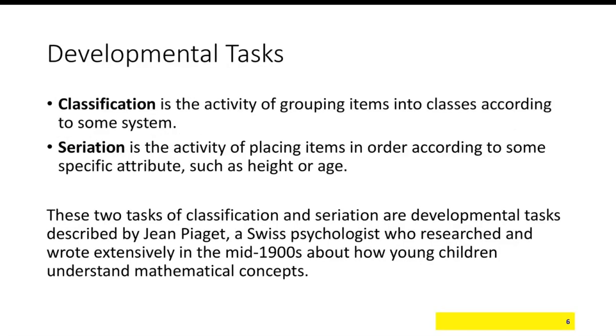So classification is the activity of grouping items into classes according to some system. Seriation is the activity of placing items in order according to some specific attribute, such as height or age. These two tasks of classification and seriation are developmental tasks described by Jean Piaget, a Swiss psychologist who researched and wrote extensively in the mid-1900s about how young children understand mathematical concepts.